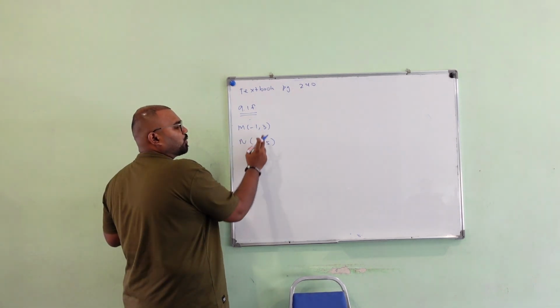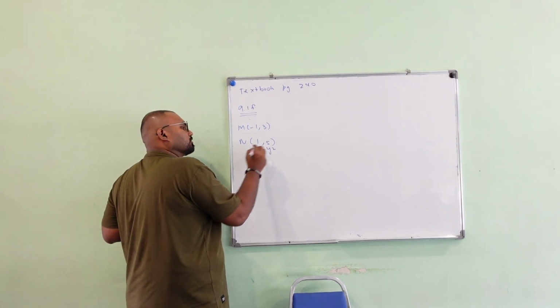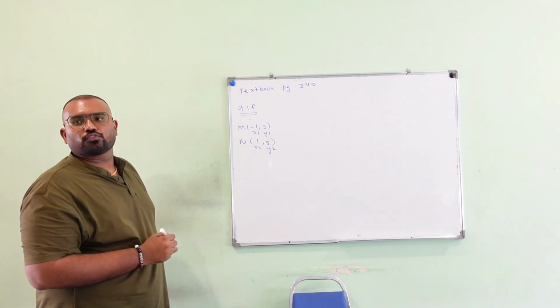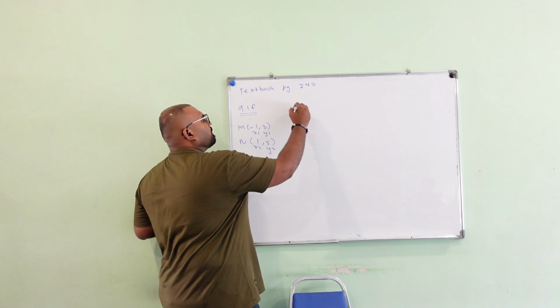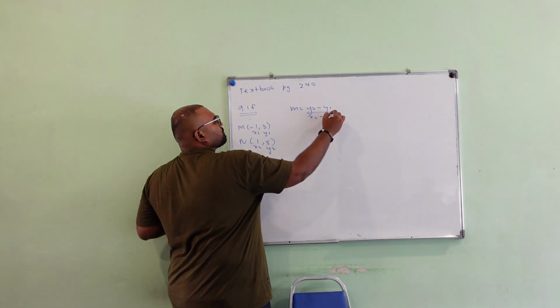So look at these two y values. Which y is big? This one is big. Right? So here you put y2, here you put x2. Here you put y1, here you put x1. Understand? So then we find the gradient. So the gradient formula as usual, y2 minus y1 over x2 minus x1.